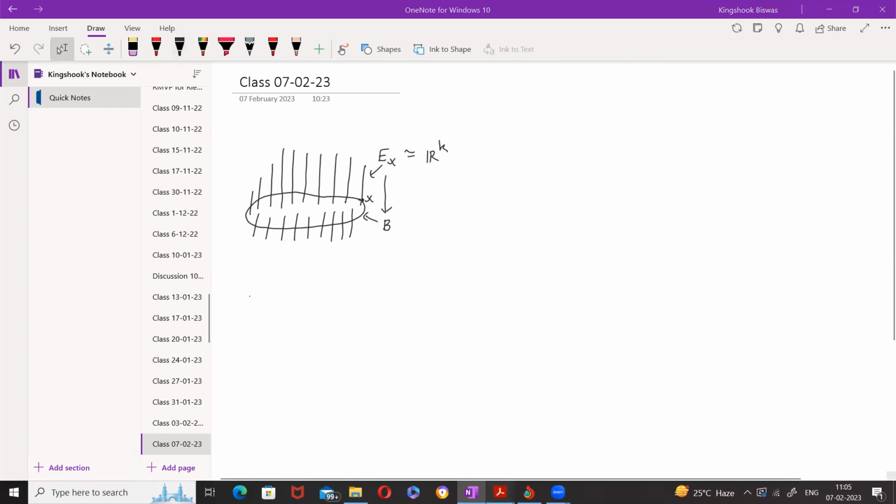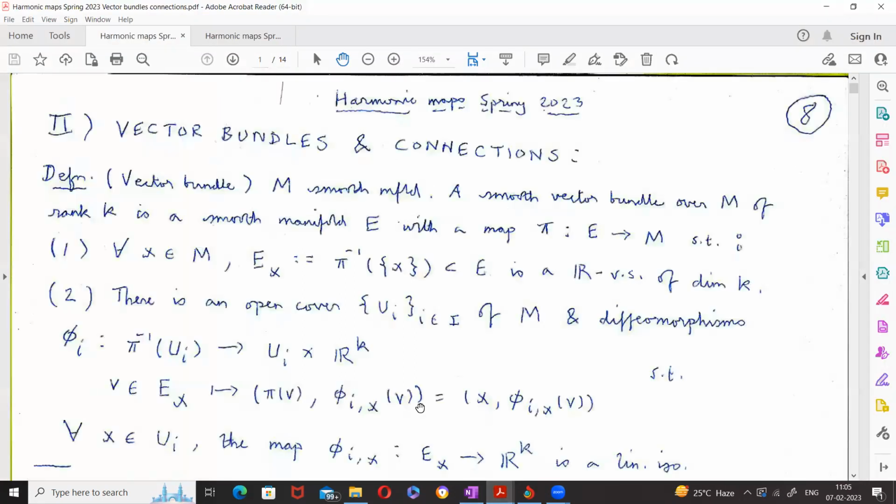All right. So let's state the definition formally of what is a vector bundle. The definition of vector bundle is as follows. Suppose M is a smooth manifold, then a smooth vector bundle over M of rank k is a smooth manifold E together with a smooth map pi from E to M, such that for any point x in M, the inverse image of x, which we'll denote by E_x, that is pi inverse of singleton x, is a real vector space of dimension k.